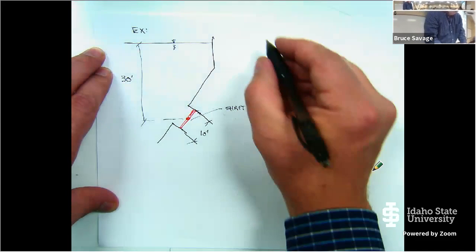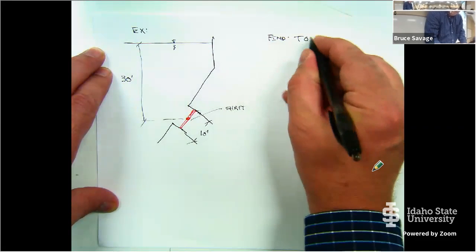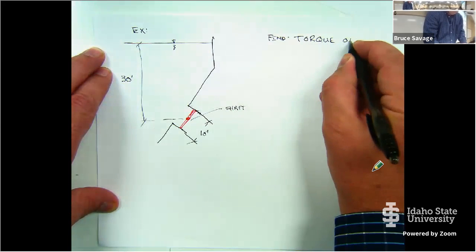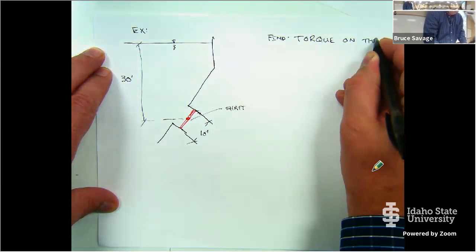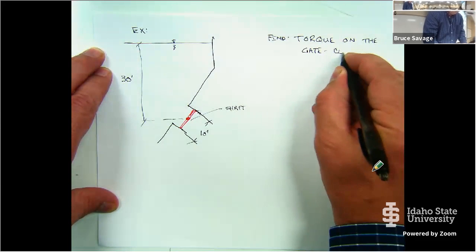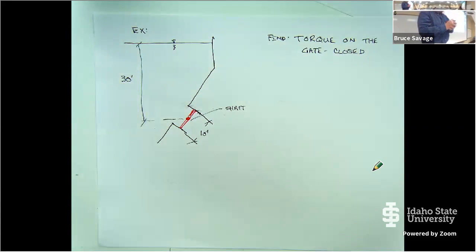And we want to find the torque on the gate in the closed position. So if we're using the shaft to hold this butterfly valve closed, we don't have any kind of a stop there, what kind of torque is required to keep from opening it?